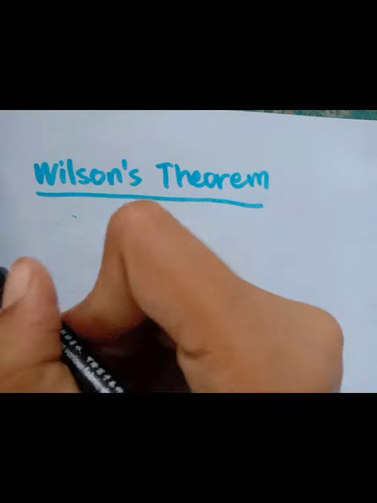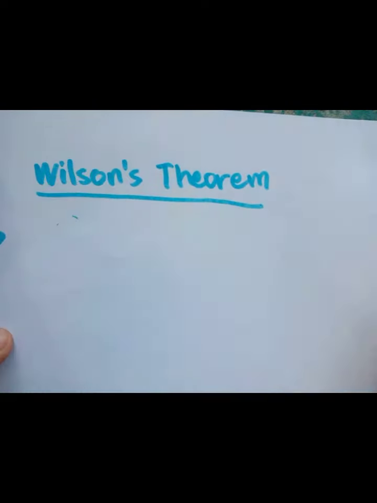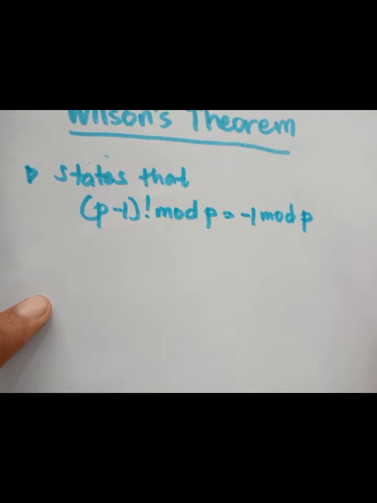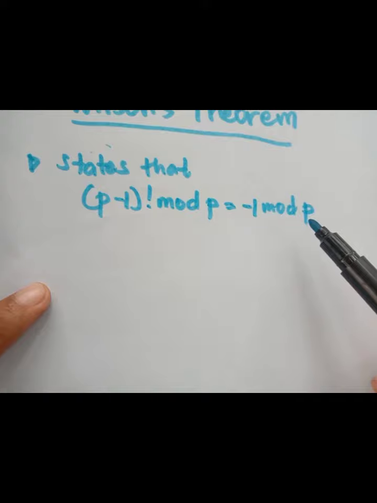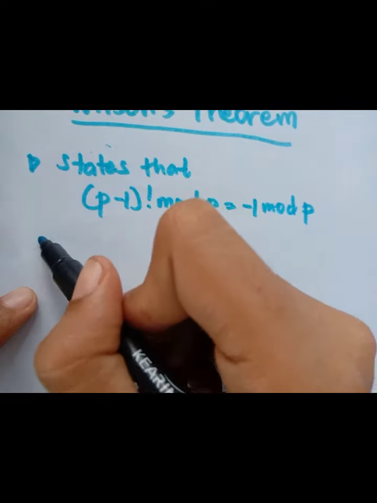Today, we are going to talk about Wilson's theorem. First, it states that (p minus 1) factorial mod p is equal to negative 1 mod p.